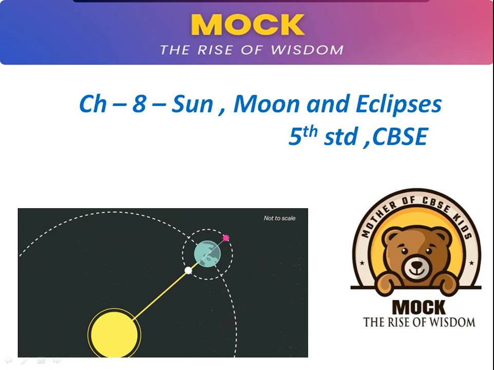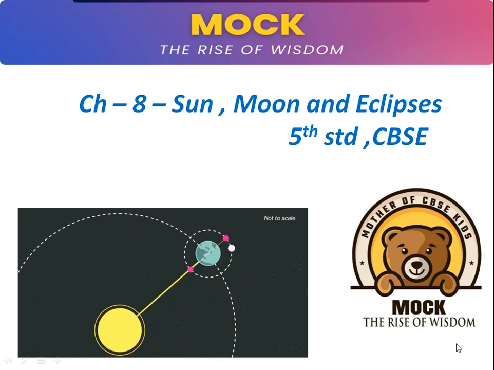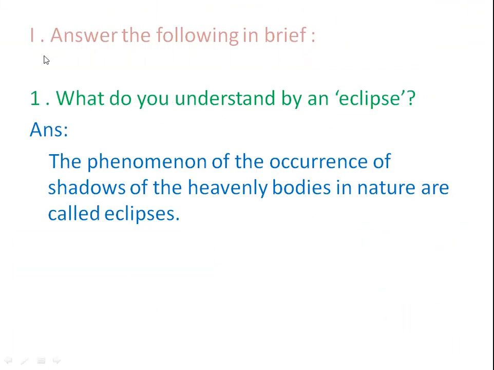Today I want to explain question and answers from Science, chapter number 8, Sun, Moon and Eclipses. First, answer the following in brief. First question, what do you understand by an eclipse? See here, sometimes the earth and the moon cast their shadows on each other. The phenomenon of the occurrence of shadows of the heavenly bodies in nature is called an eclipse.